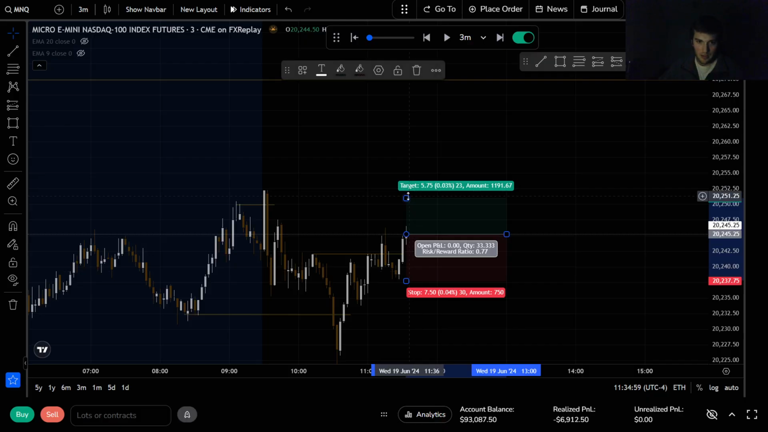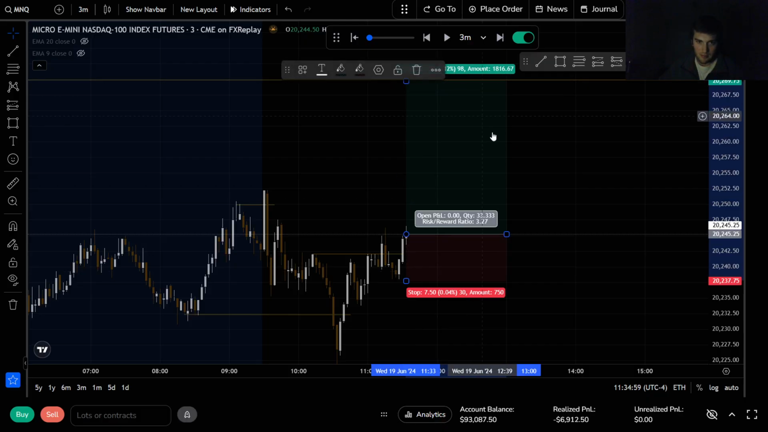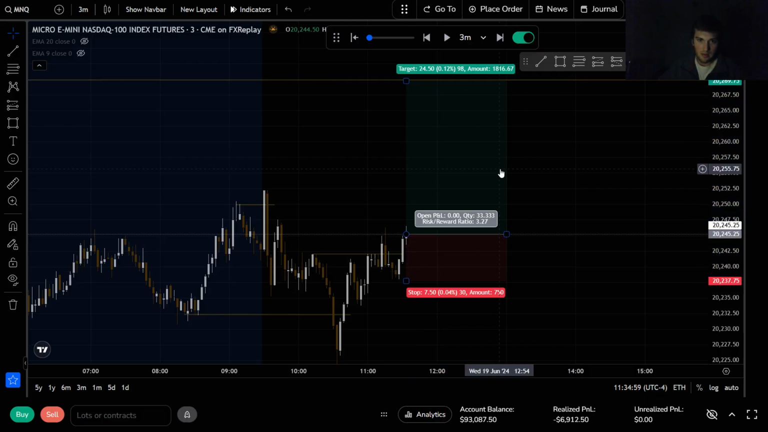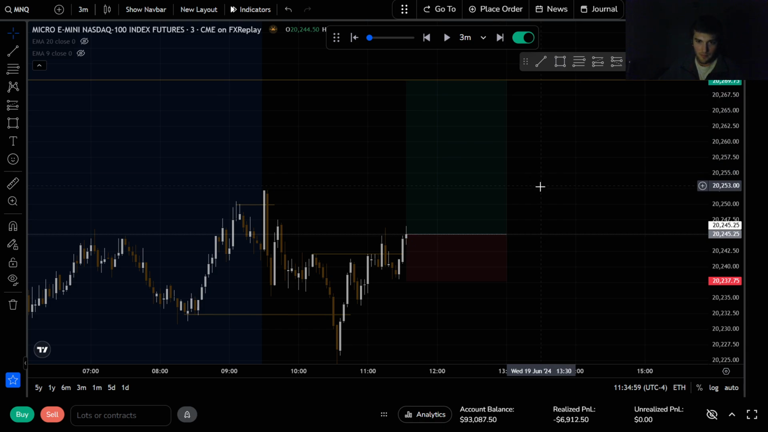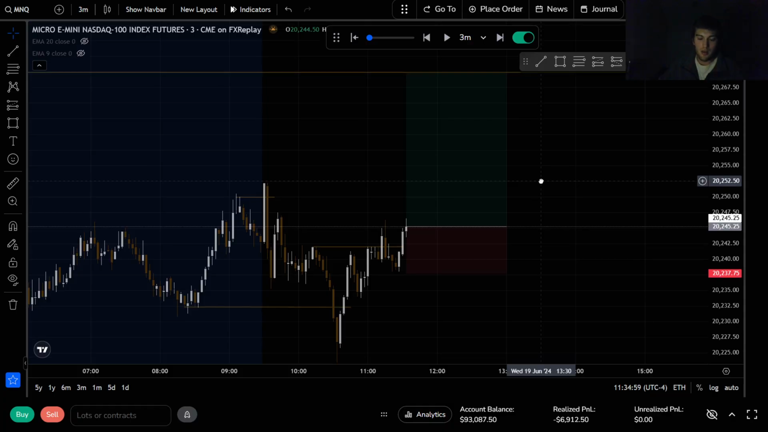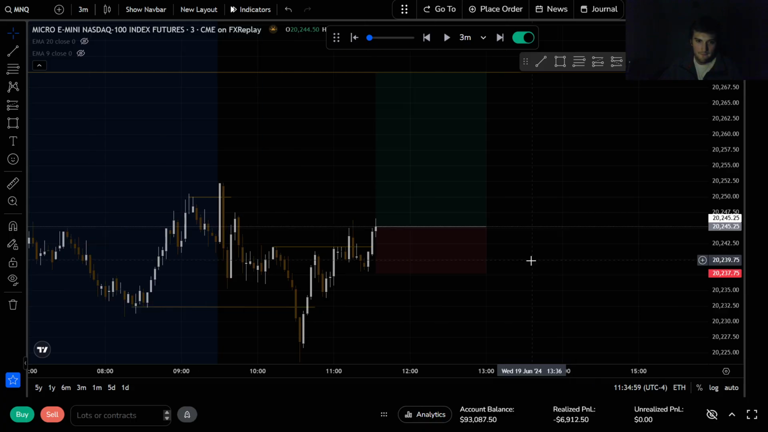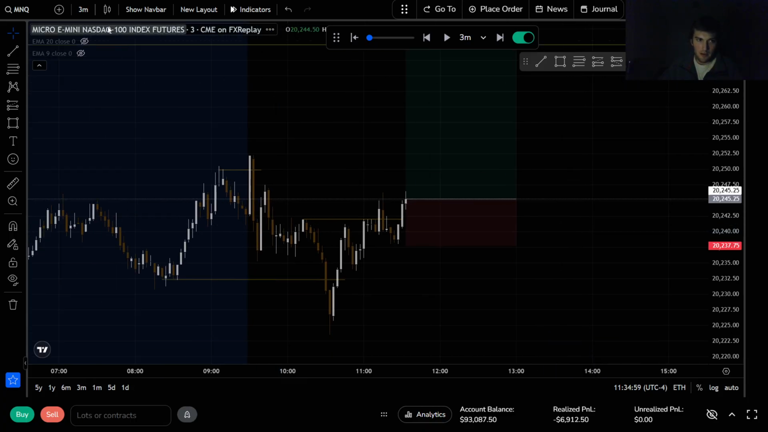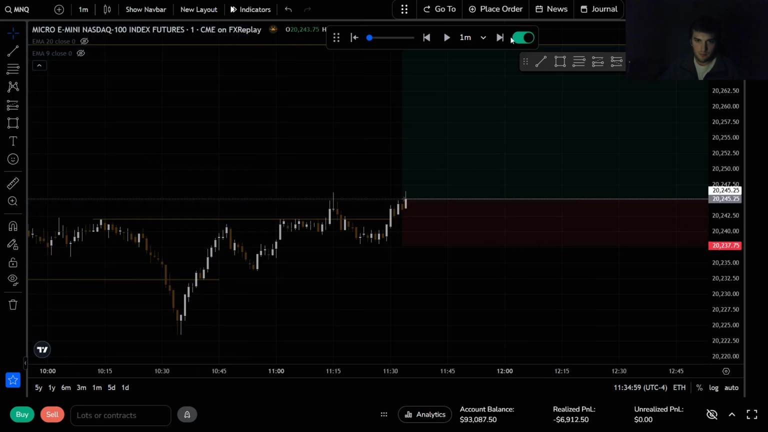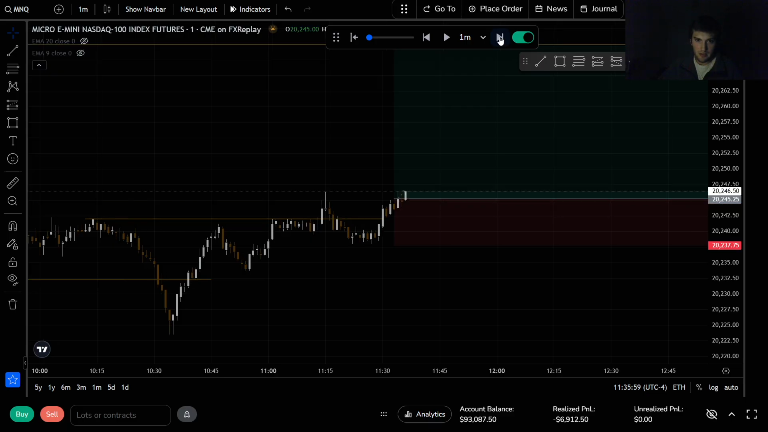I would be looking at a trade something like this, risking 7 points to make 24 points. Alright, that's not that valuable to me, even if I am risking 15 contracts. And the price action is still not good as well. Plus, it is 11:30.